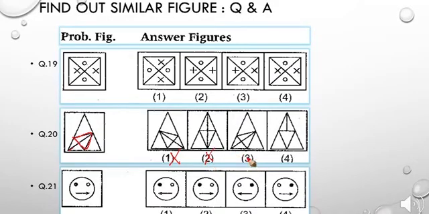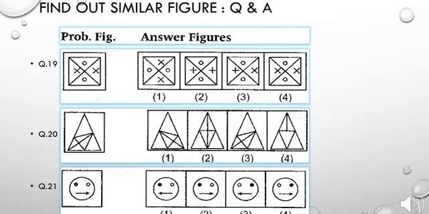In the next option, yes, the arrow is starting from this corner, and the triangle inside is also perfectly similar to the problem figure. So we find that so far 3 is resembling perfectly with the problem figure 20. Now let's just suppose for the sake of formality we can go to answer figure 4. We find that in answer figure 4 this line is starting from elsewhere, so this can't be the answer. So clearly answer is answer 3 for question number 20.